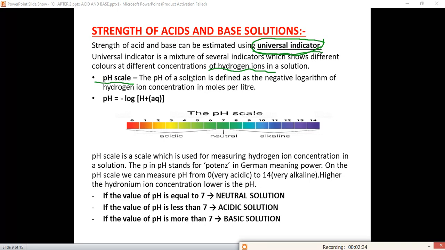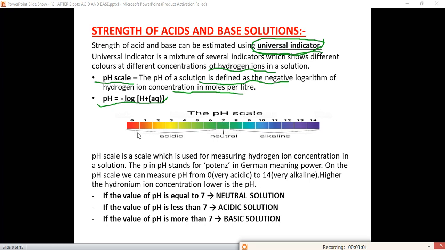The pH of a solution is defined as the negative logarithm of hydrogen ion concentration in moles per liter. You have read this definition in your previous classes also, in the junior classes. And what is the formula for pH? pH is equal to minus log H plus. This formula we use in maths also. So this is the pH scale.